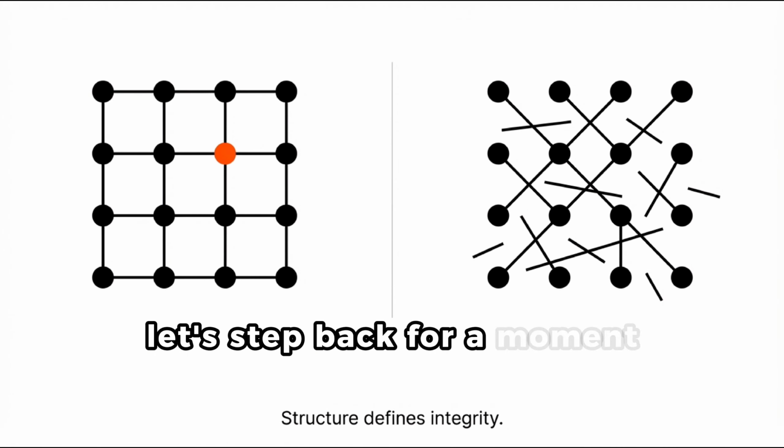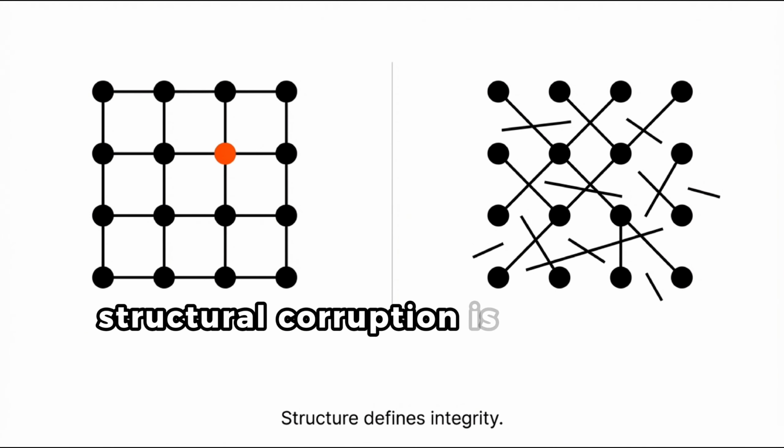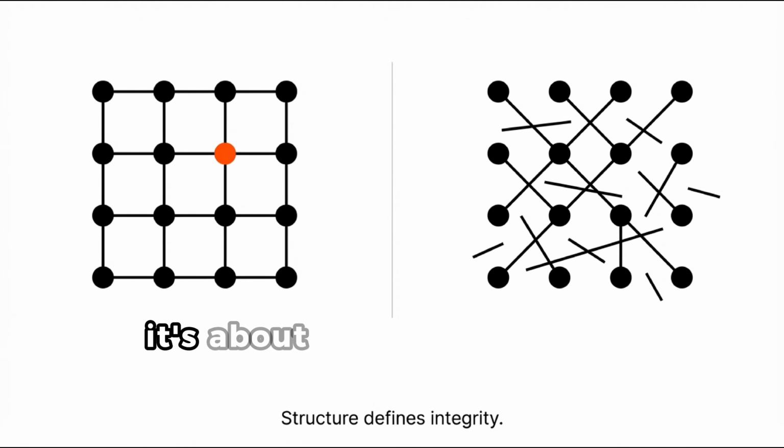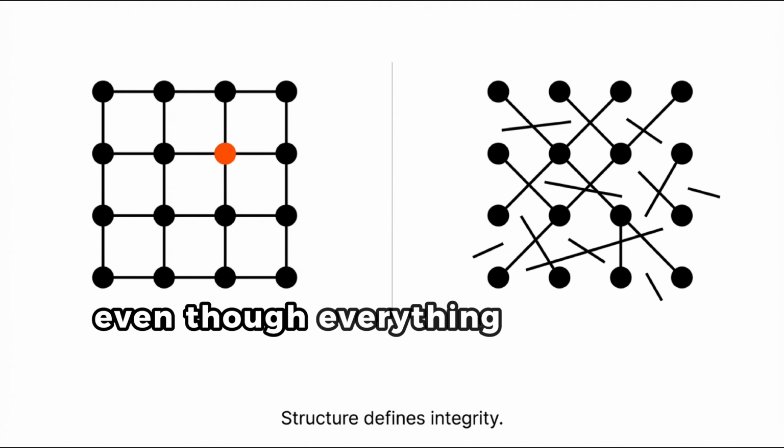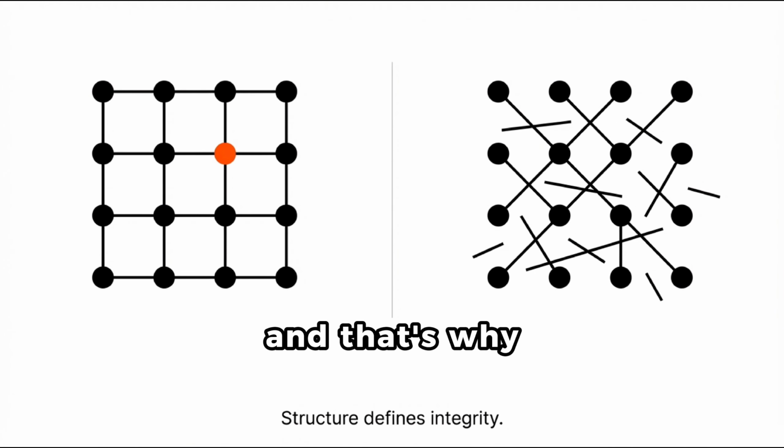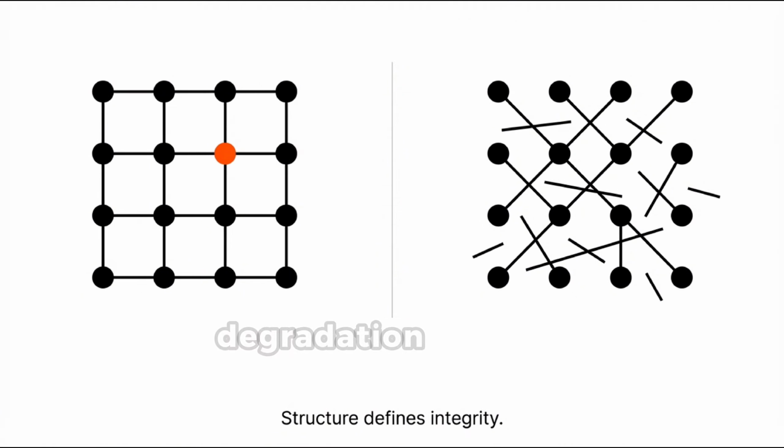Let's step back for a moment. Structural corruption is not about messy data. It's about broken guarantees. It's when your data structure stops representing reality accurately, even though everything still looks fine. And that's why it's one of the most dangerous forms of data degradation.